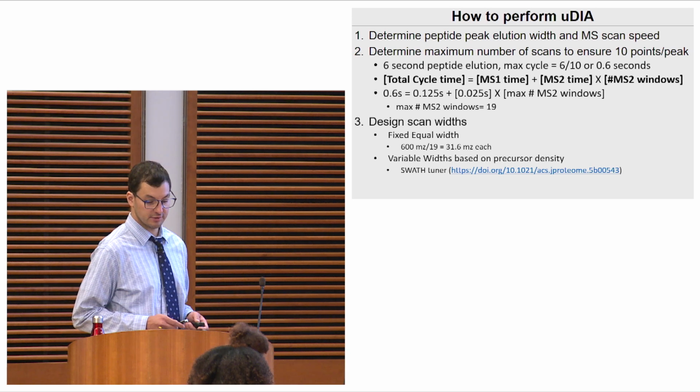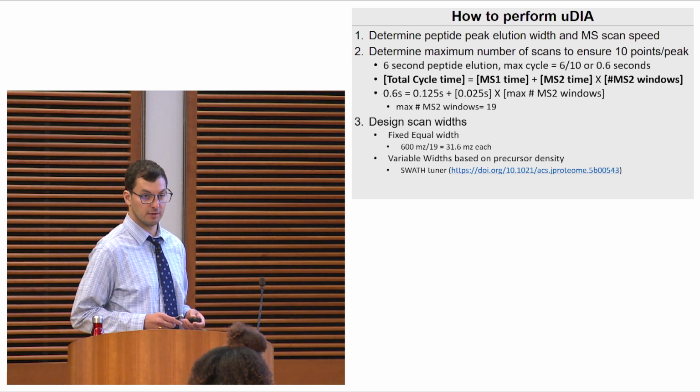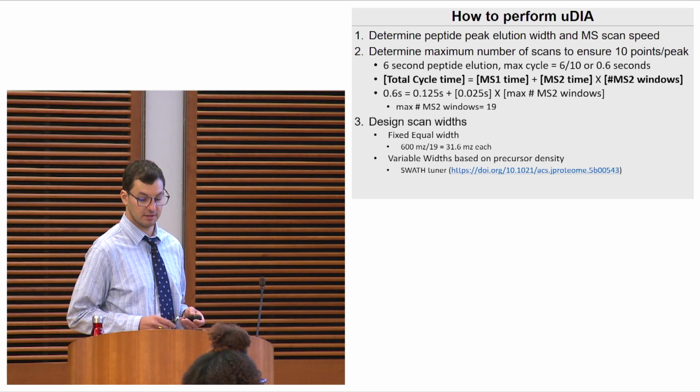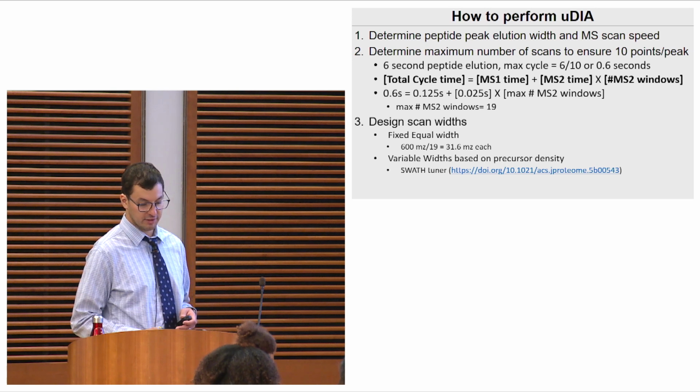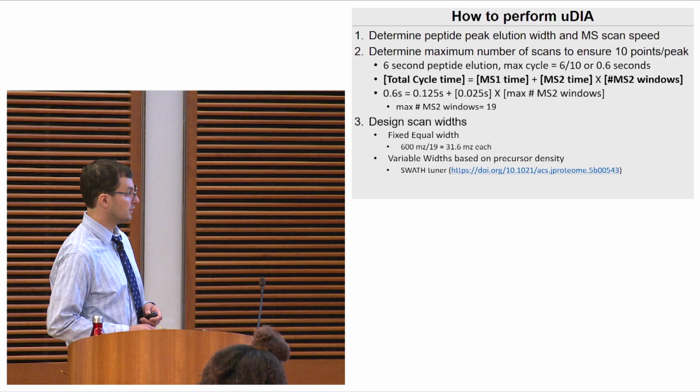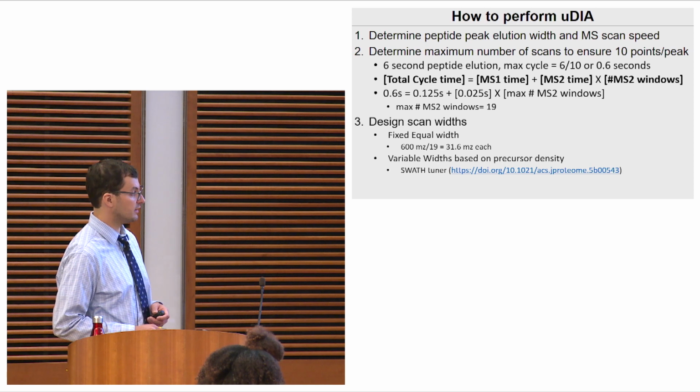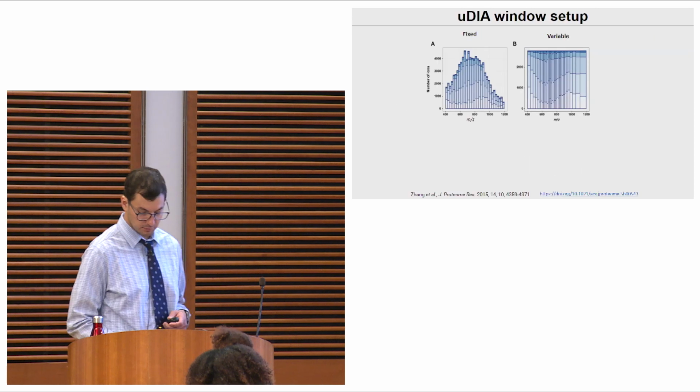But a better way to do this is actually to use variable width windows and base those on the precursor density, because it's actually not uniform across the space. An example of this was published in 2015 called SWATH Tuner, and they have a website, and this is a link to the publication.